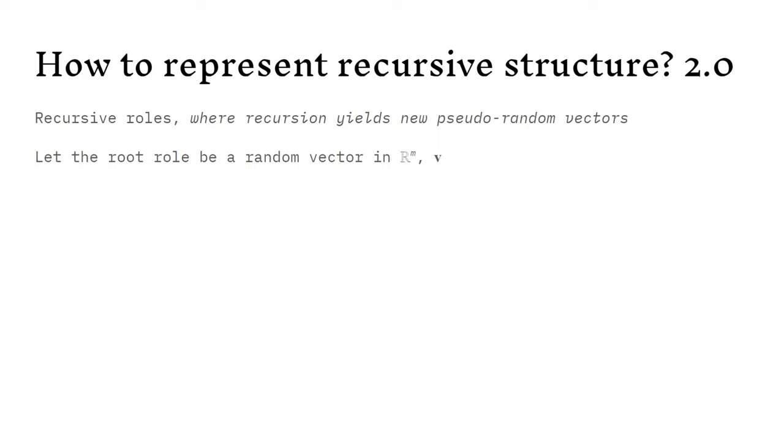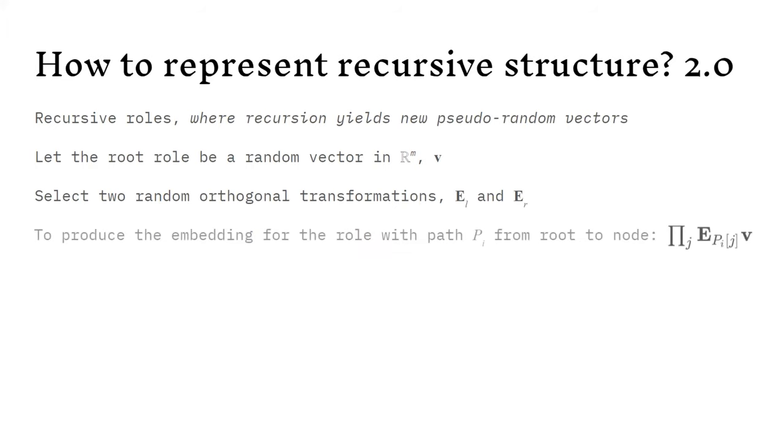So we achieve this by letting the root role be a random vector in R^m, call it V. And we select two random orthogonal transformations, EL and ER. It's actually a sampling algorithm; it's easy to get two random orthogonal matrices. And so to produce the embedding for the role with path PI from root to node, this would involve taking the matrix product from left to right of the root node.